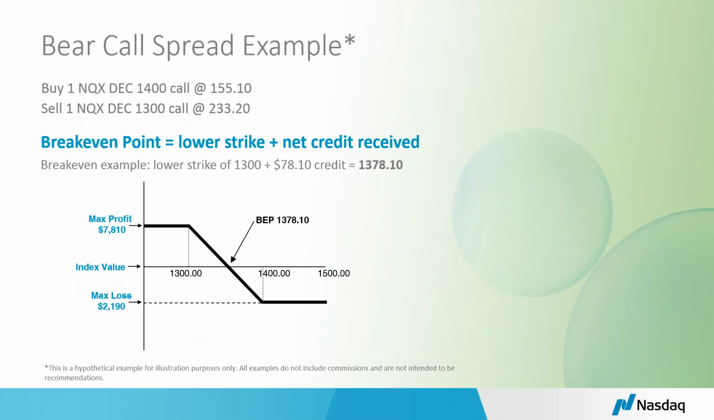We mentioned a couple of slides earlier that our break-even point would be equal to the lower strike plus the net credit received. In that case, the lower strike being 1300, we're going to add on the $78.10 credit. And that puts us at a break-even price of 1378.10.